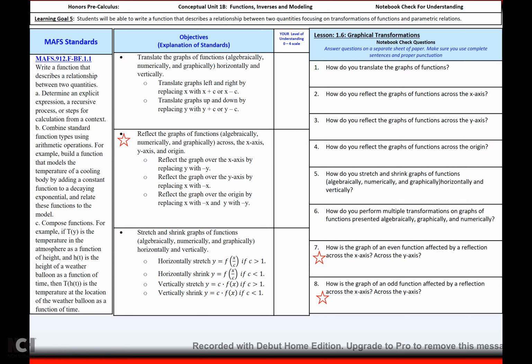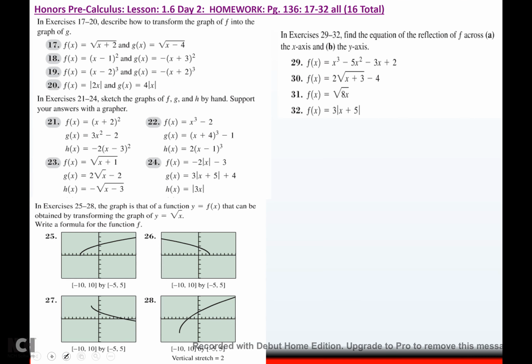So how is the graph of an even function affected by the reflection across the x-axis and across the y-axis? I don't know. I mean, I do, but you're supposed to figure it out. Find an even function, like the absolute value function. And if you reflect this across the x-axis, what's going to happen? How is the graph of an odd function affected by reflection across the x-axis and across the y-axis? So, same type of deal. Come up with where it is and describe it.